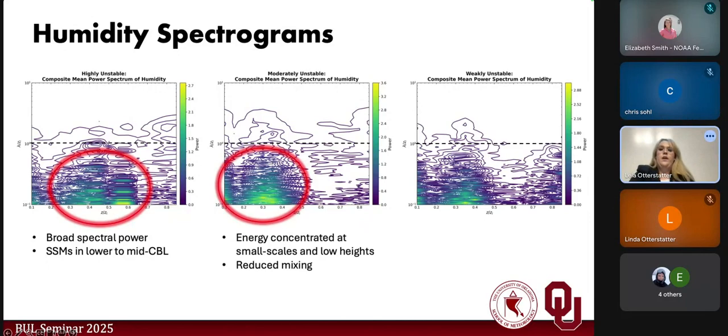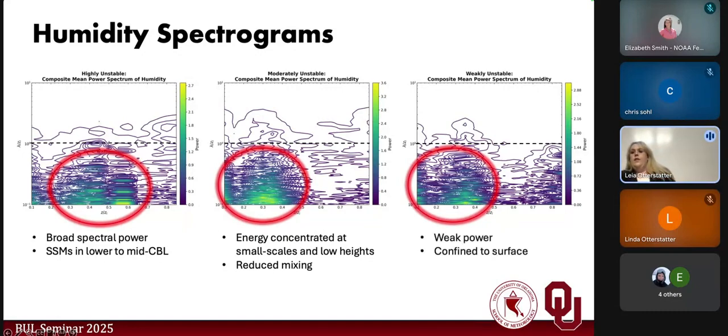are occurring. Finally, looking at weakly unstable. On the right, you can see that the spectral power is weakest and confined near the surface. And there is low heat flux and strong shear that limits the vertical mixing and moisture transport that is occurring.